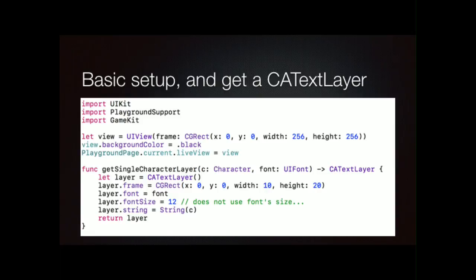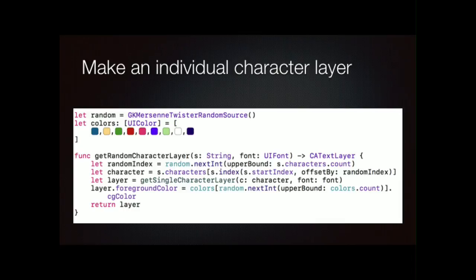And then I created a method that returned a character layer when it was given a character. A reminder in there that the font size doesn't come from the font, that the layer itself specifies the font. And then layer string equals string of the character that was sent in. Okay, so then what we're going to do is make a series of individual random character layers.